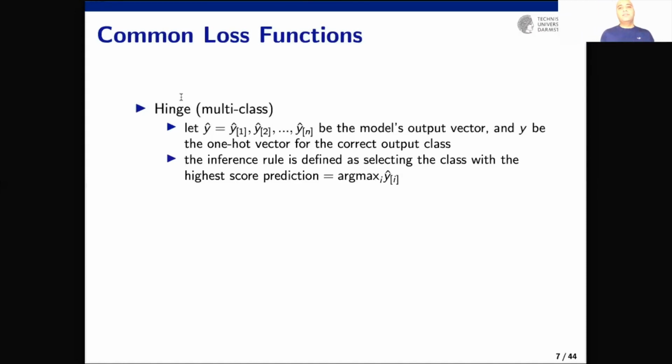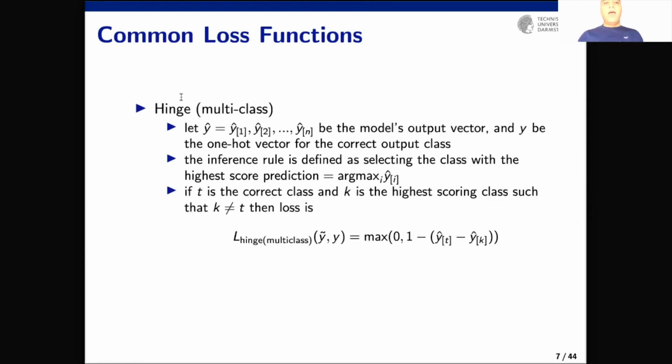So the inference rule is very easy. We define it as selecting the class with the highest score. So prediction would be the argmax of the output vector, right? And now how should we define the loss?